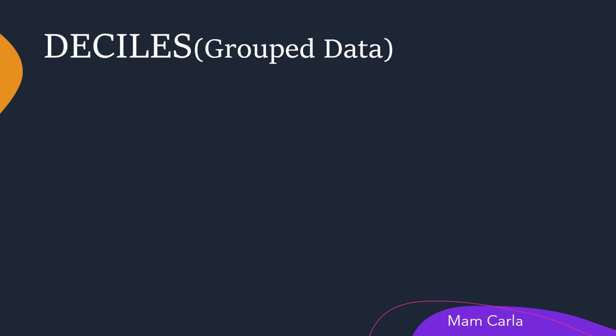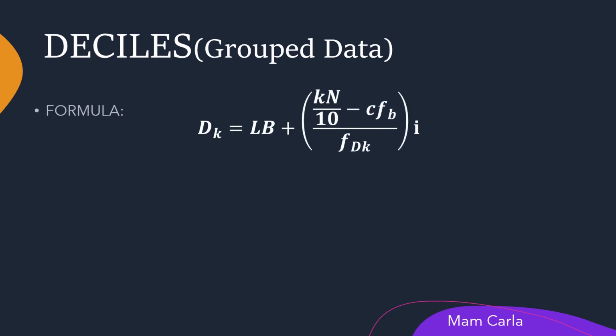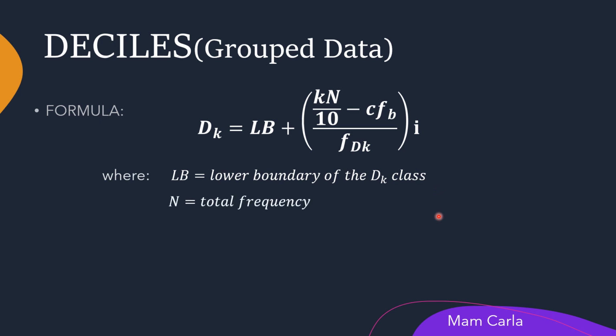Now let us try to find out the deciles for grouped data. So we will be using the formula D sub k equals LB plus the quantity of k times N over 10 minus the CF sub b, all over f sub Dk, times i. So in the formula, LB means the lower boundary of the D sub k class.